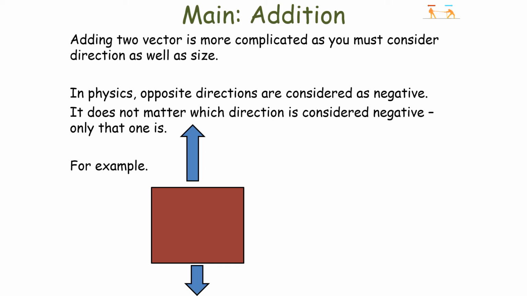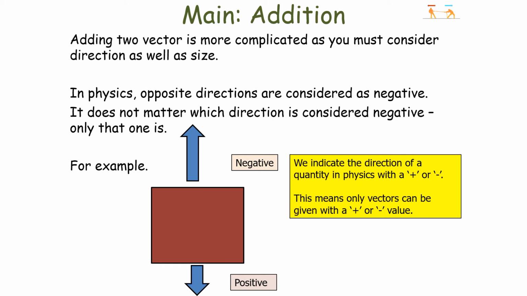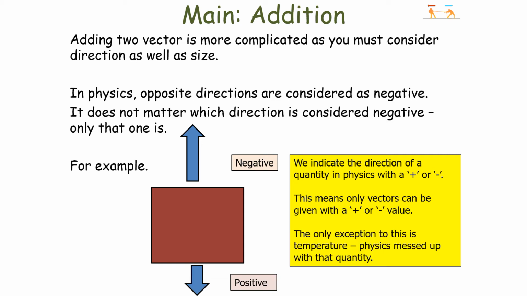Now in physics, opposite directions are considered as negatives. Now it doesn't matter which direction is considered the negative, only that one of the two is. So you might consider upwards to be positive and downwards to be negative, or you could say that negative is upwards and positive is downwards. It doesn't matter as long as one value is a negative and one value is a positive. So what we know is if we give a value a plus or a minus, we must be considering a vector value. The only exception is temperature, as physicists messed this quantity up when we first understood what temperature was.